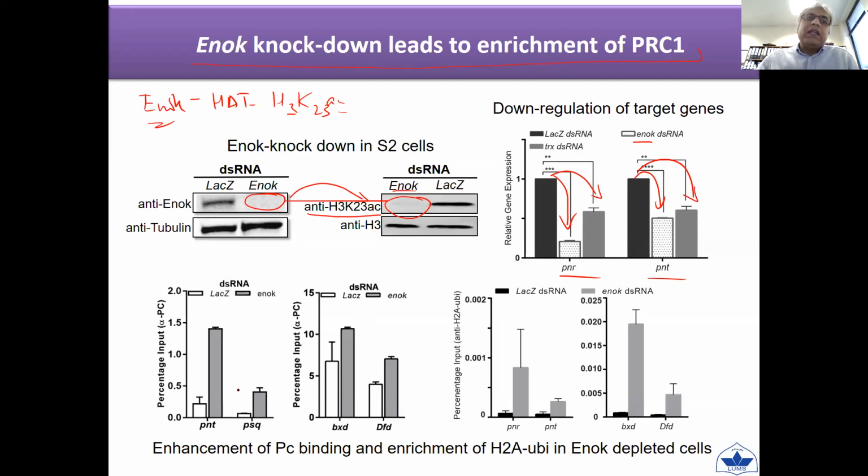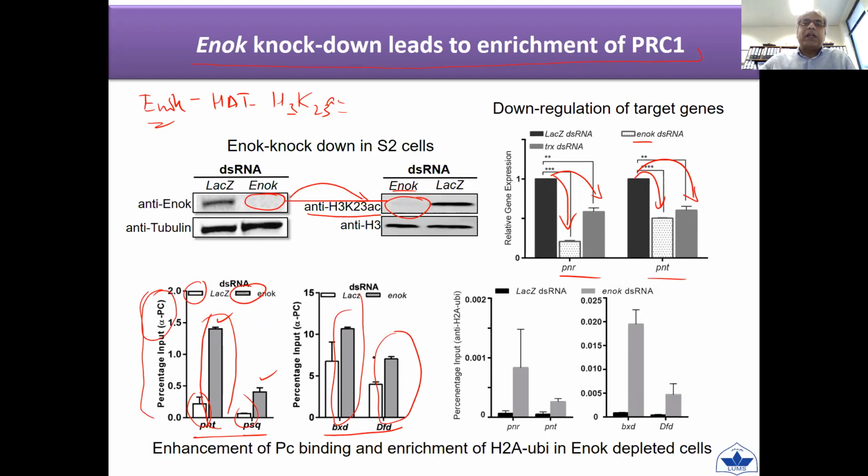Now, what he showed was that if you do chromatin IP chip using anti-polycomb antibody on both PNT, PNR, non-homeotic genes and the homeotic targets of polycomb trithorax, the polycomb binding is increased or enhanced. This is Enoch knockdown cells, and you can see as compared to LacZ knockdown cells, which are these ones, there is more enrichment of polycomb on homeotic and non-homeotic targets.